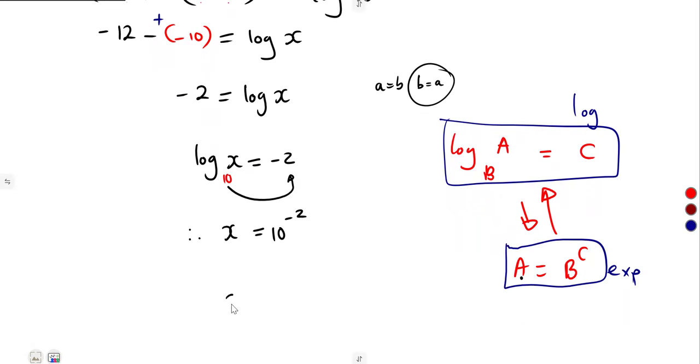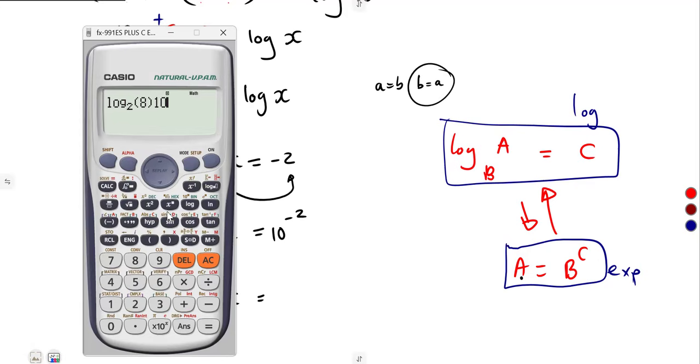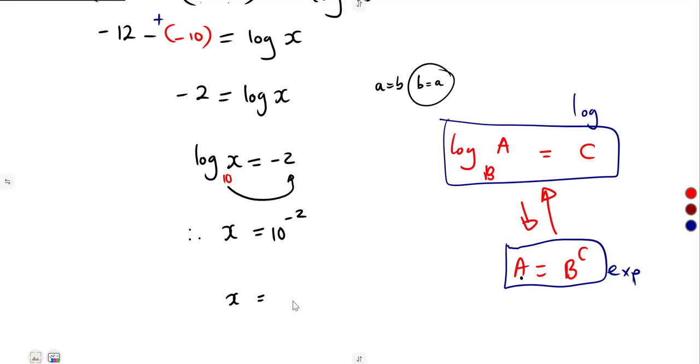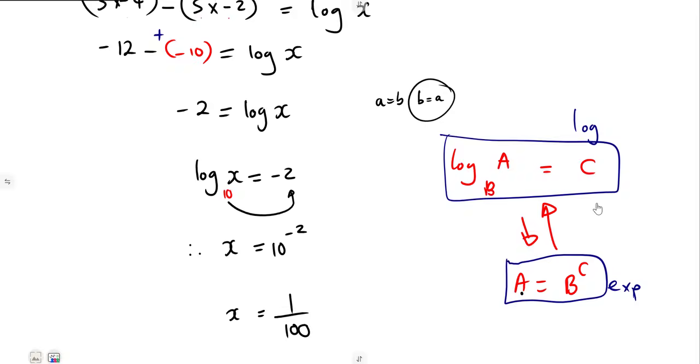All right? So if x is equal to 10 to the exponent of -2, that's 1 over 100. You can just use your calculator: 10 to the exponent of -2 is 1 over 100. Or you can have it as a decimal. It is in your hands.